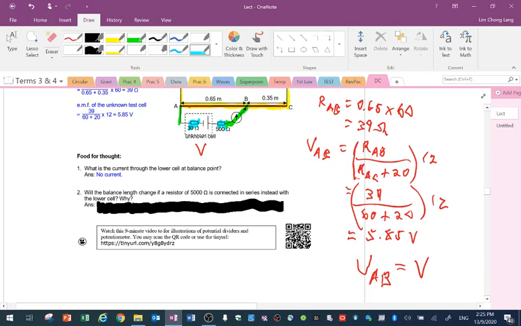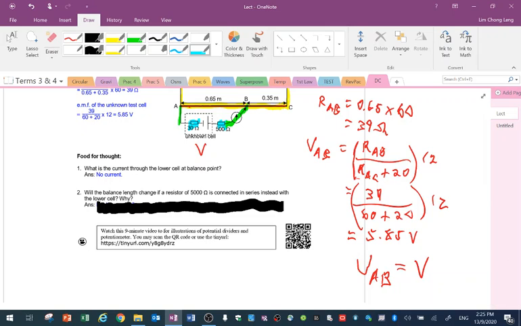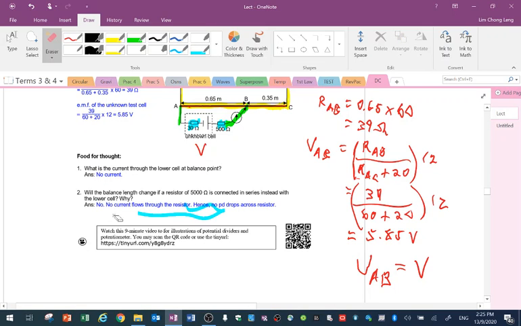Will the balance length change if a resistor of 5000 ohm is connected in series with the lower cell? Instead of 500 ohm, if I were to put a 5000 ohm, it's not going to change the balance length, because when current is zero through the lower branch, there is no PD drop across any resistors. So there is no change in the balance length.